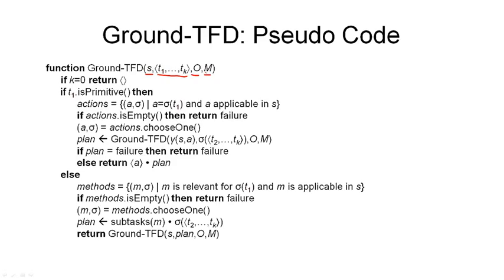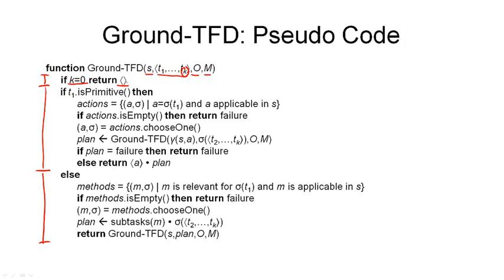The outline of the procedure then follows exactly the definition we've just seen. So first we have the case where we deal with an empty task network as input. Then we have the case where the first task in the given task network is primitive. And finally we have the case where the first task in the given task network is non-primitive. The simplest case, where k is equal to 0, means we have no tasks in our initial task network, and that means the empty plan is a solution for this task network as given in the definition.